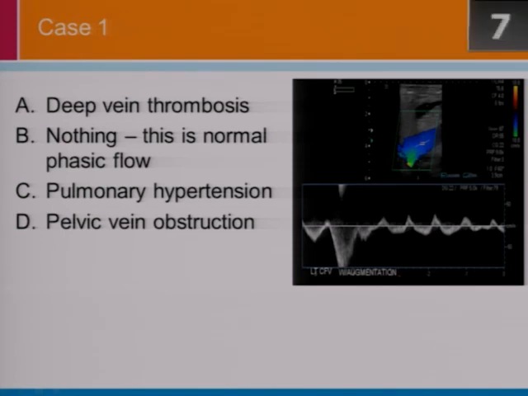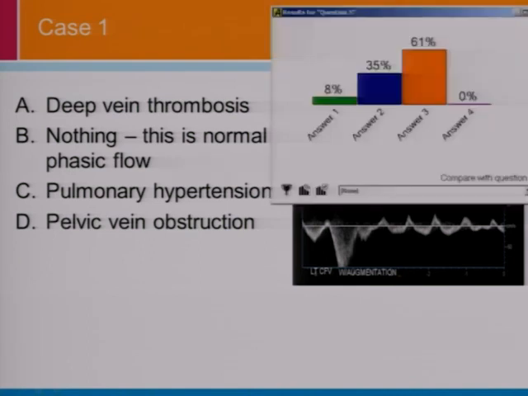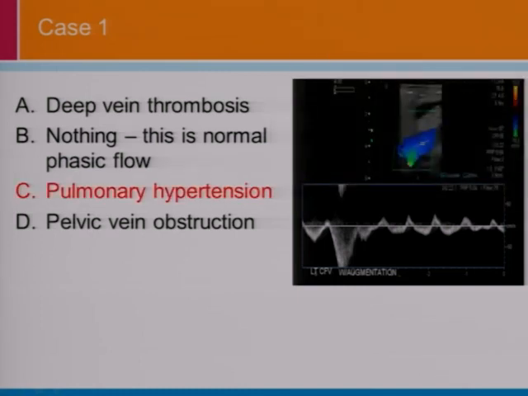Okay, fill in your answers here. All right, answer 3, and that's correct. So about 2/3 of you got the correct answer here. So the answer is pulmonary hypertension. So again, what you're seeing is above and below baseline flow in the vein, pulsatile in nature, consistent with right side cardiac pressure or volume overload.